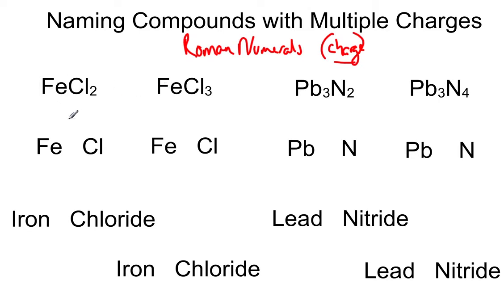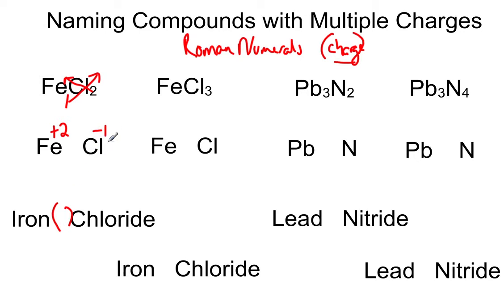Here's my 2 irons. In this case, I have to figure out what charge iron makes so I can know what Roman numeral to put in here. So I'm going to uncrisscross. I'm going to take the 2 and put it up on top of the iron. The metals always come first, are always positive, so +2. I'm going to take the imaginary 1 and put it up above the chlorine. Anions are always negative, so I'm going to put the -1 up here. So I've got a +2 for iron and a -1 for chlorine. Those are my charges. Now chlorine does make a -1, so we're good to go here.